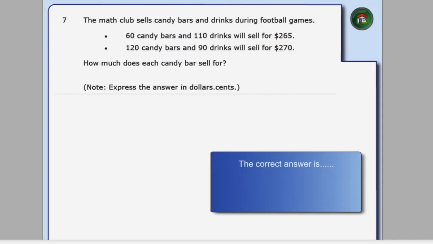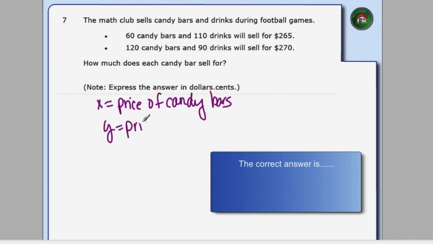All right. Number 7, the math club sells candy bars and drinks during the football game. 60 candy bars and 100 drinks will sell for $2.65. 120 candy bars and 90 drinks will sell for $2.70. How much does each candy bar sell for? So what you don't know in this problem, you don't know the price of candy bars, and you don't know the price of drinks.